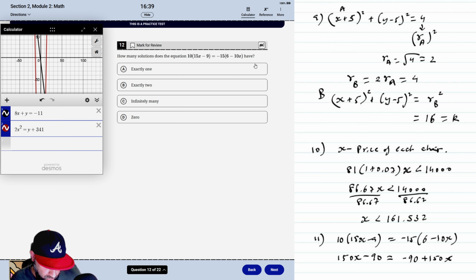So the left side is 150x minus 90 and the right side is also 150x minus 90, which means that there are going to be infinitely many solutions. If both sides are the same, then you have infinitely many solutions.